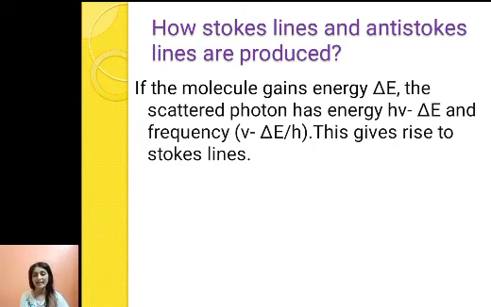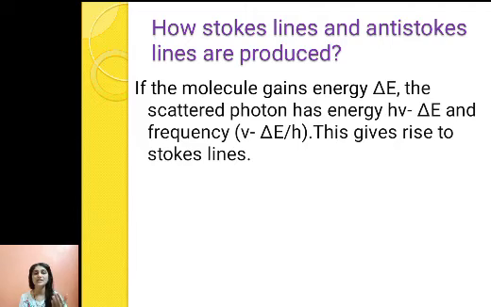So if the molecule gains energy delta E, the scattered photon has given energy to the molecule, so the photon's energy has decreased. The photon now has energy h nu minus delta E, and we know that frequency is E by h, so the frequency will be nu minus delta E upon h. So naturally the frequency of the photon is decreased.